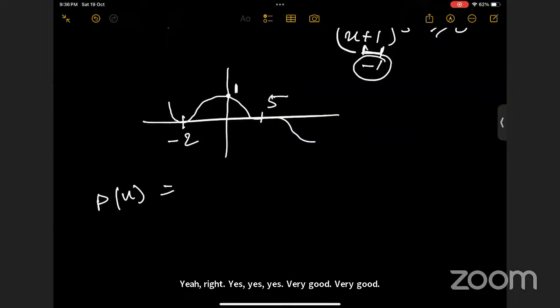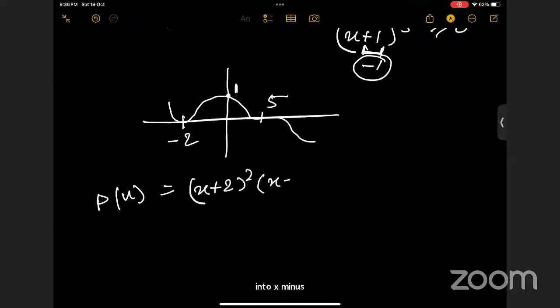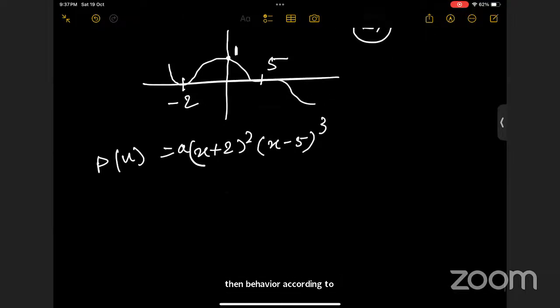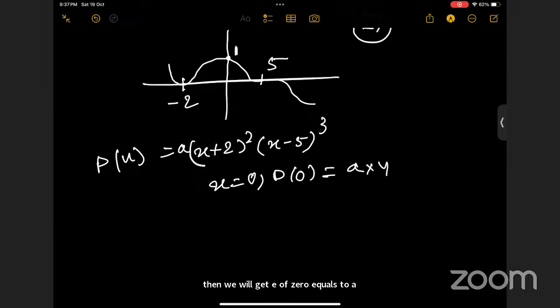So what will be the equation of the graph? (x plus 2) whole square into (x minus 5) whole cube, with a coefficient, minus coefficient, as we see from the end behavior. Here there will be some coefficient which I don't know, right? So how to calculate the coefficient? Simply put x equals 0. Then we will get p(0) equals a into 4 into minus 125, right?